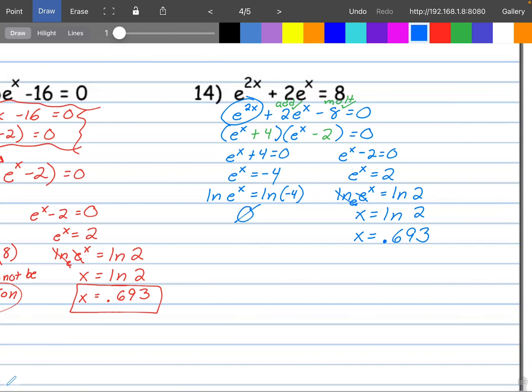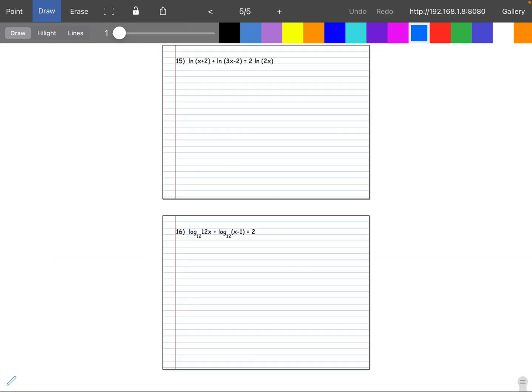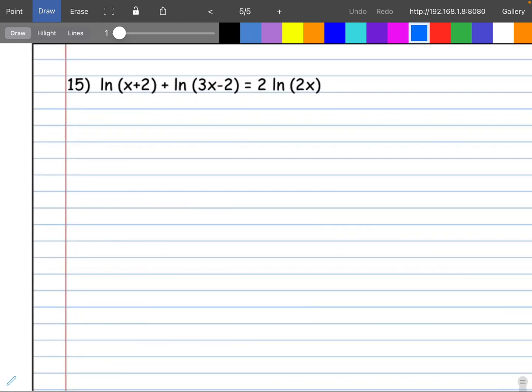Alrighty, so hopefully that second one made a little bit more sense now that we've talked about it. So the big thing here is, remember, this is always just going to be e^x times e^x. Then you get these numbers the same way we always have. Okay, so your factoring is really pretty much the same, just that e thing. Alrighty, 2 more problems and we will be done.